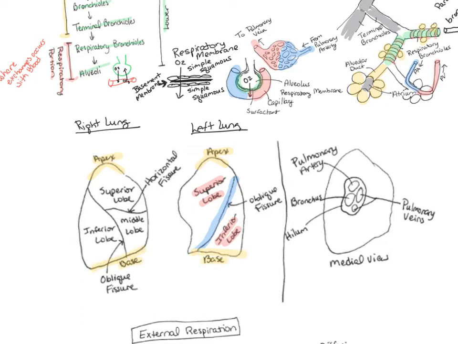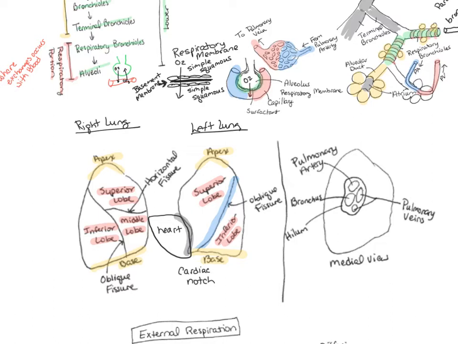And then if we look at the right lung, we see it also has a superior lobe and an inferior lobe, but then it also has a middle lobe as well, right? So the left lung can't have a middle lobe because there's a notch right there that is where the heart sits. So that makes room for your heart right there, right?